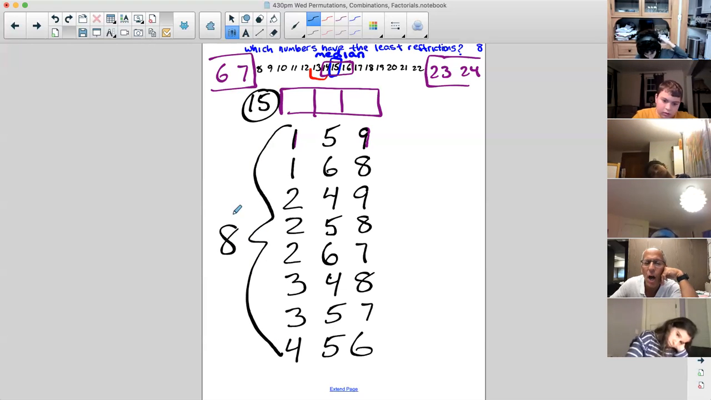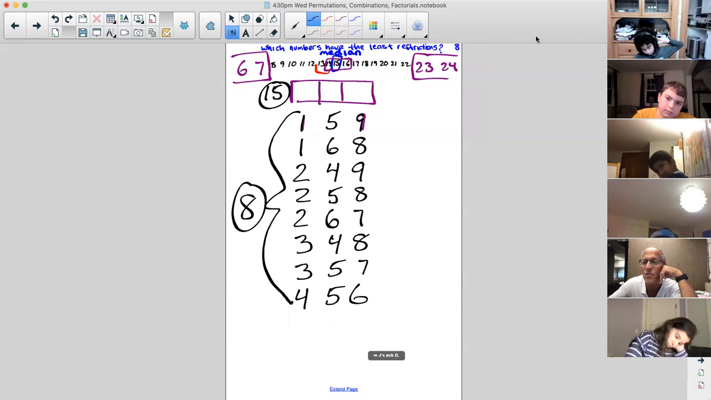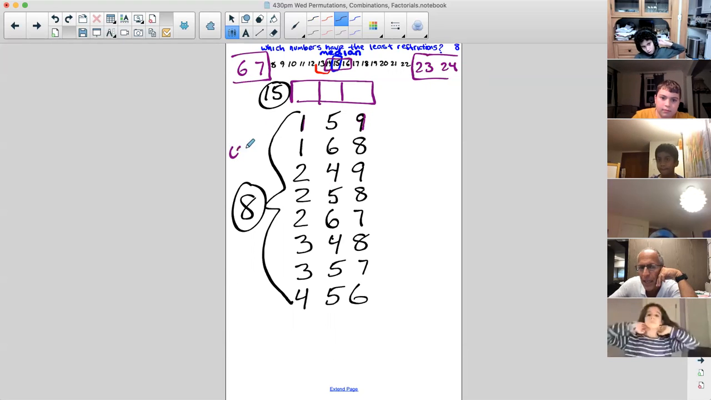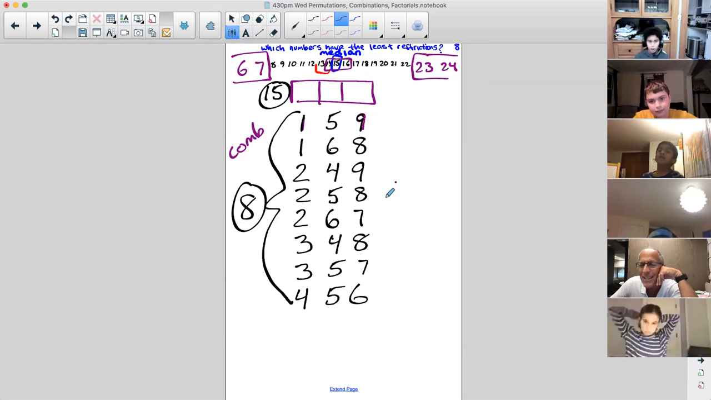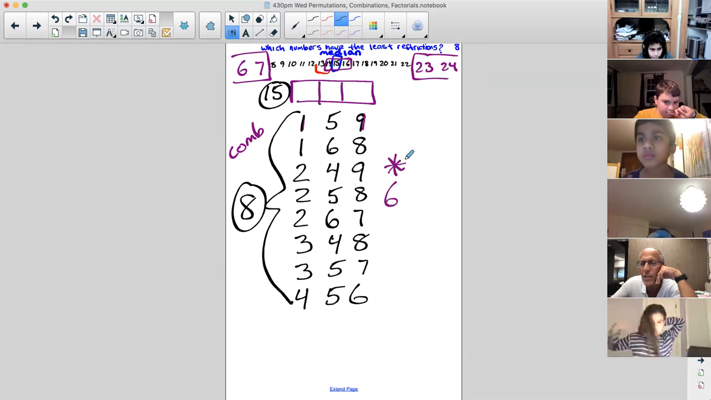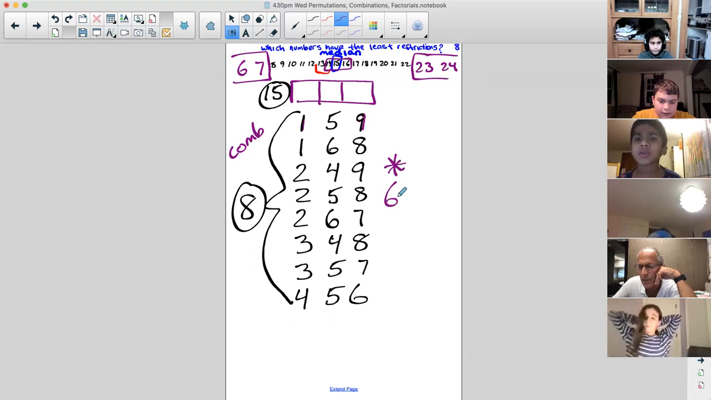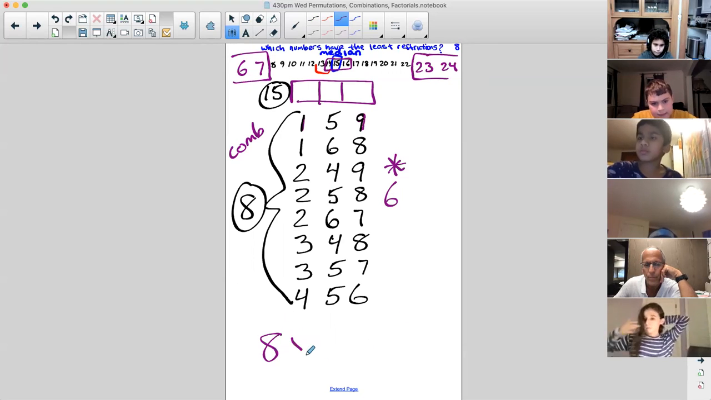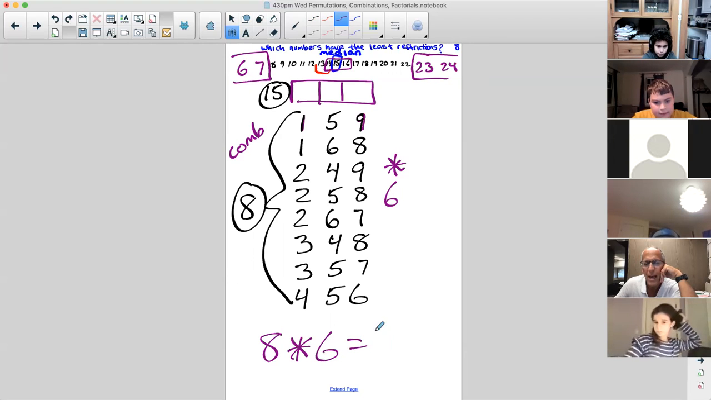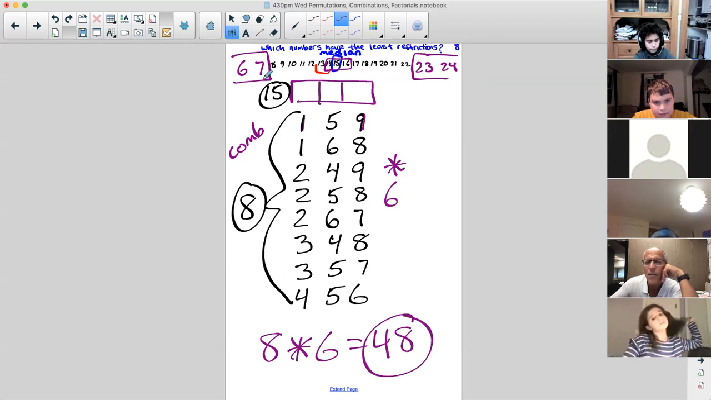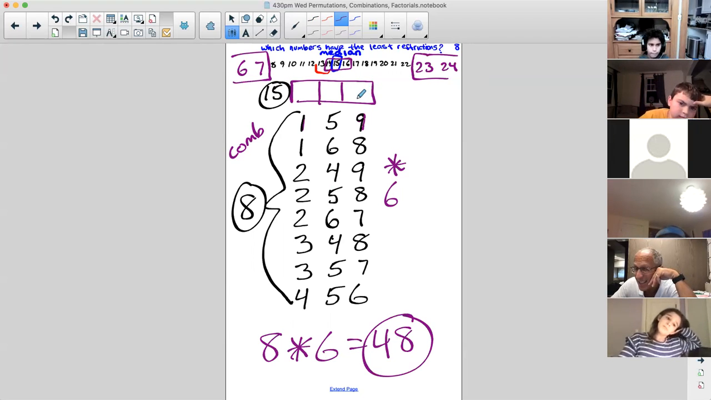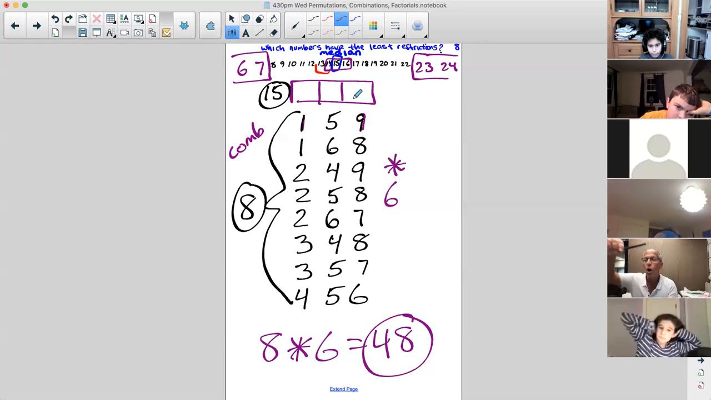And what I would like to understand right now is this, guys. It's very important. Do you realize that each one of these combinations has 6 permutations? Who knows what 8 times 6 is? 48. And guess what, guys? The number 15 would literally have 48 different ways to put 9 numbers in those boxes. Oh my God. Drop the mic.